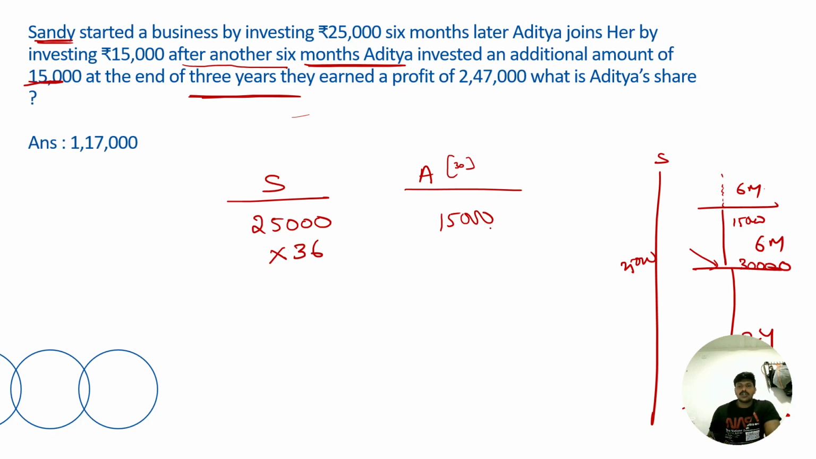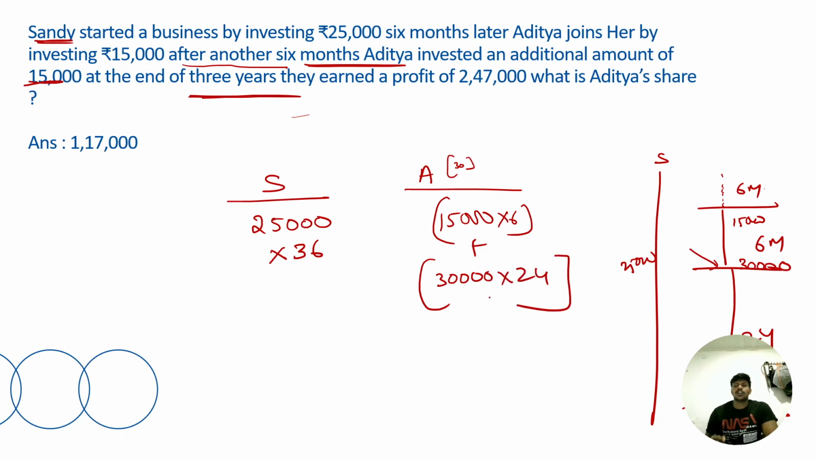So 15,000 into 6 months, plus 15 plus 15, 30,000 for the remaining 24 months. How much they are investing, how long it is there. So let's cancel first, make it simple. 3 zeros are over. I think we can cancel the 6 table also. 1 6, 4 sixes, and 6 sixes. Anything else? Yes, we can cancel the third table also.